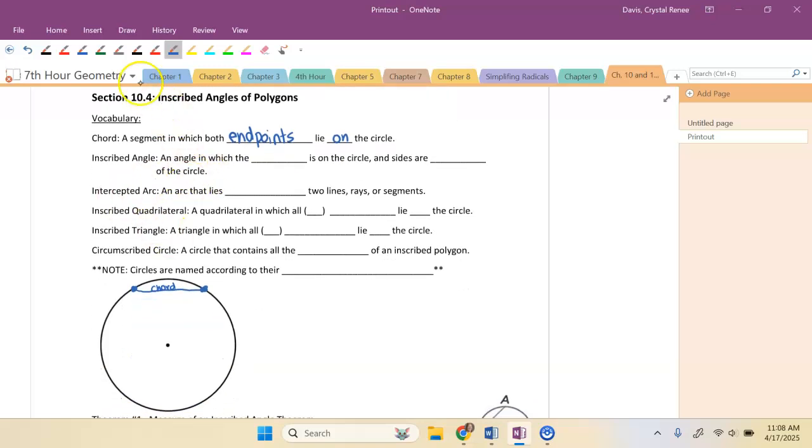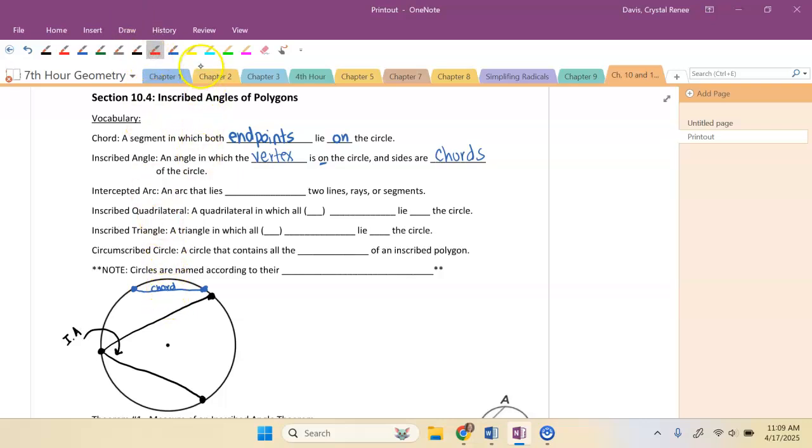Now an inscribed angle is an angle in which the vertex is on the circle and the sides are chords of the circle. So let's look at what that looks like. The vertex is on the circle. So let's say the vertex is here, and then each side is a chord. So we have one chord here, another chord here. This here would be an inscribed angle.